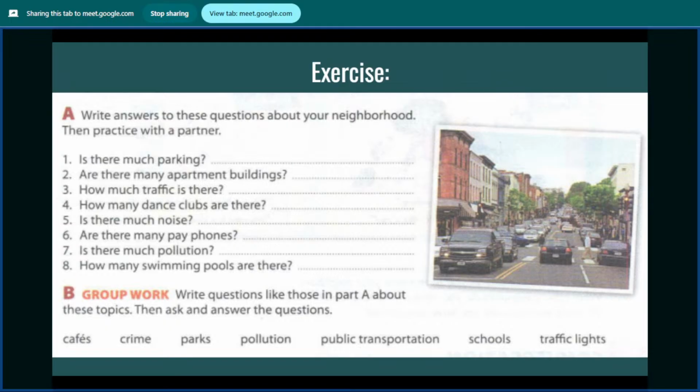Are there a lot of cafes in your neighborhood? No, there are not many. Okay. Is there much crime in your neighborhood? No, there is not much crime. Very good.